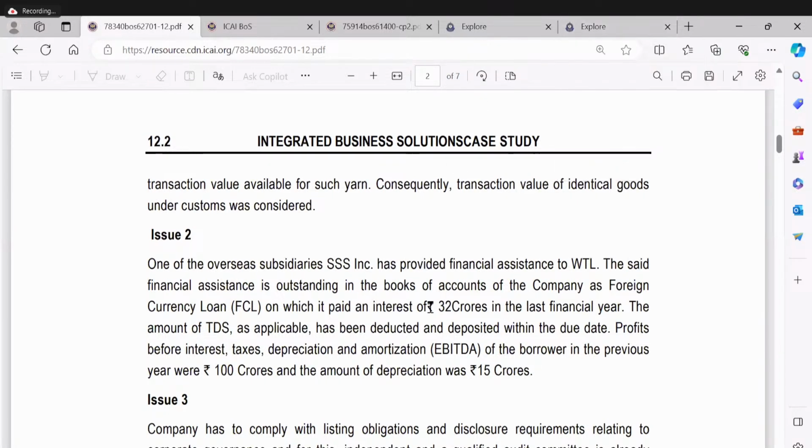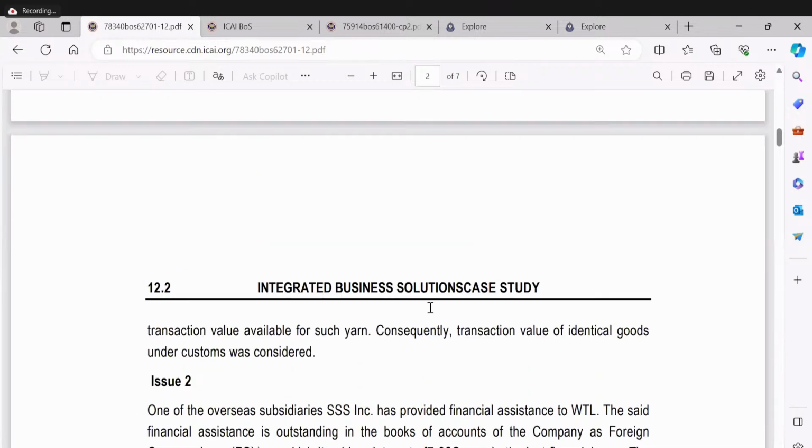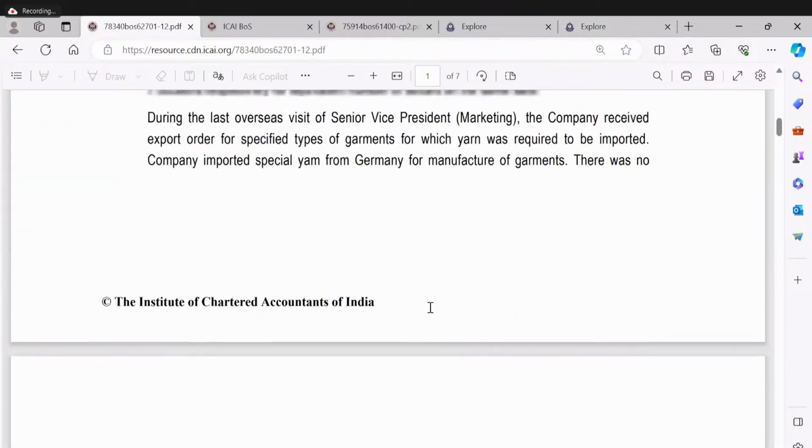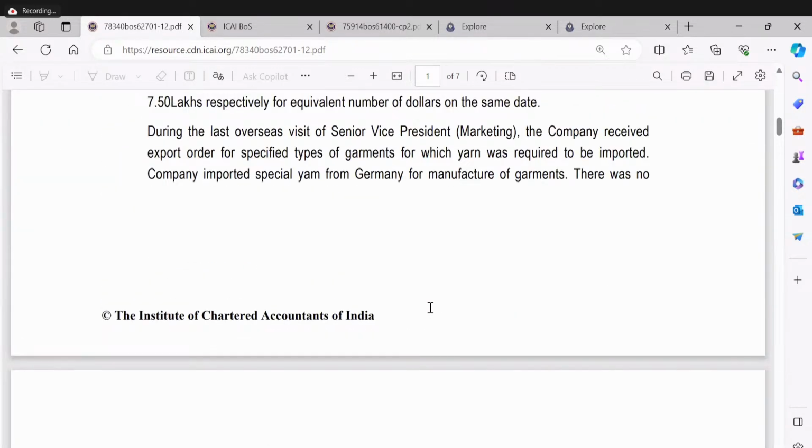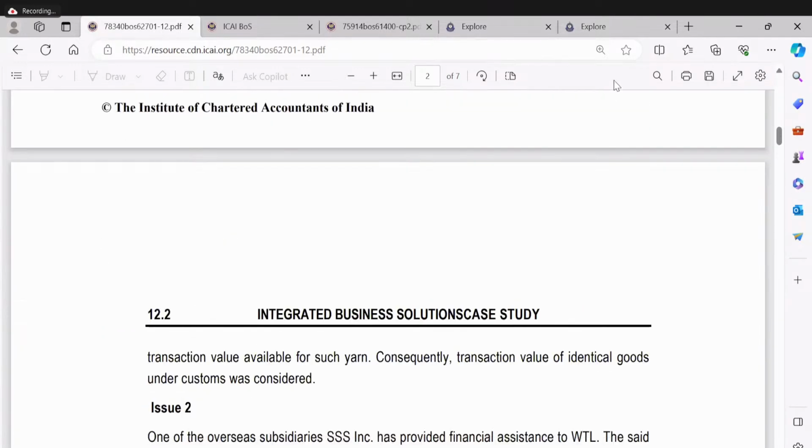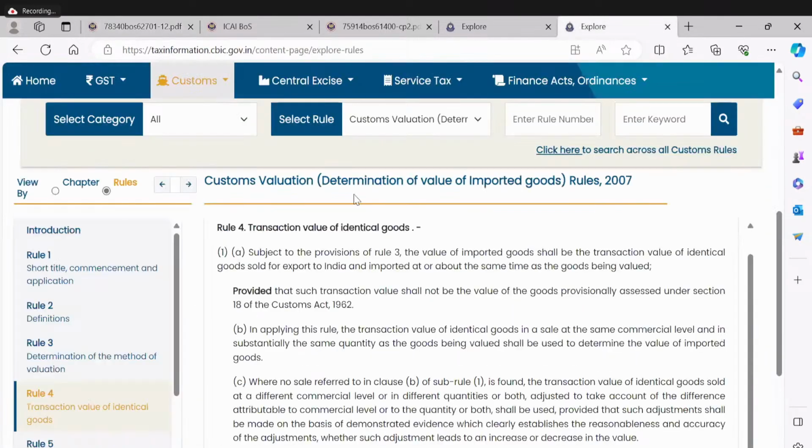And we'll first of all go through the relevant provisions of the customs law. First of all, what are identical goods and how Rule 4 will be applied. In what cases Rule 4 can be applied. Then we will go to the MCQ which is there in relation to such issue. So the situation is that since transaction value is not available, we have to go to the valuation rules. That is Customs Valuation (Determination of Value of Imported Goods) Rules, 2007.